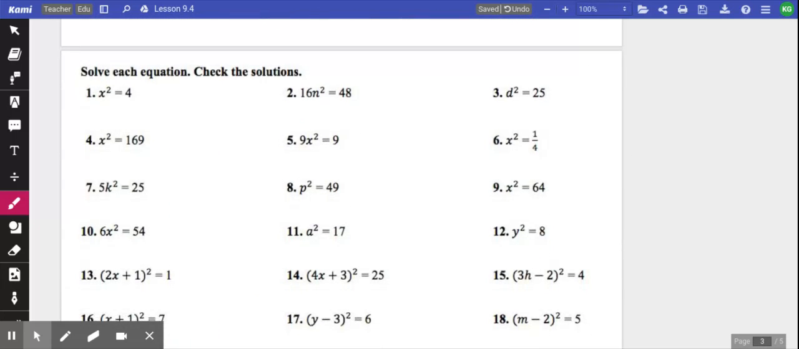So the first one starts pretty easy. We don't have a b term. We just have x squared equals 4. Since there's no b term, I could just take the square root of 4, and it's -2 and +2.